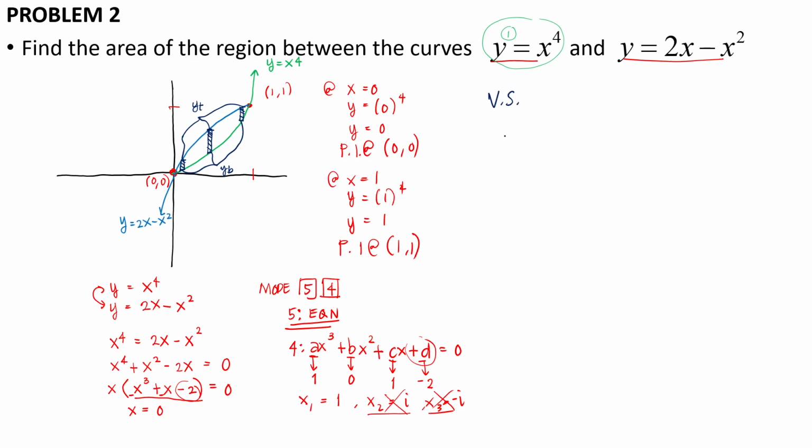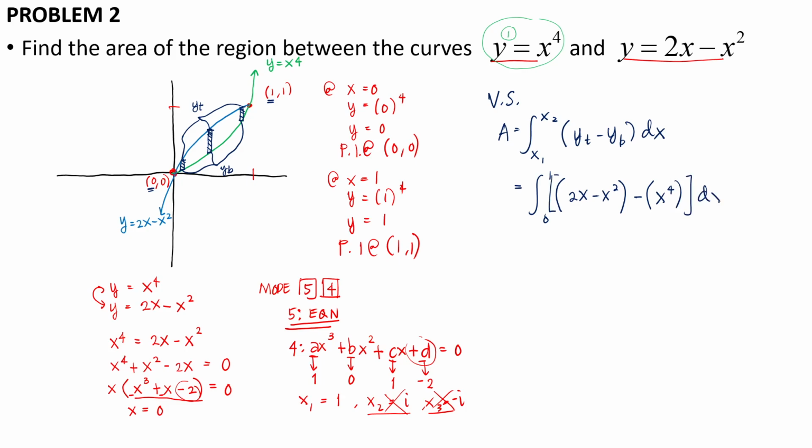So using the vertical strip, the area is equal to the integral from x1 to x2 of y top minus y bottom dx. Since we are in the x parameter, from x1 to x2, that is from 0 to 1. Then y top is the blue graph, that's 2x minus x squared, minus y bottom, that's x to the power of 4, the green graph, and then dx. So again, you can now use your calculator.